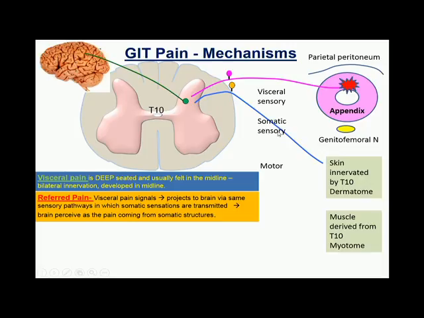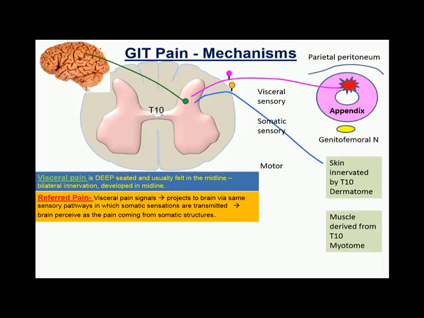So that's the referred pain. And there are different theories for that. I'll briefly go through that in the next slide probably. Different mechanisms. So that's the referred pain. So that's a second type of pain. GIT pathologies can cause visceral pain and referred pain.